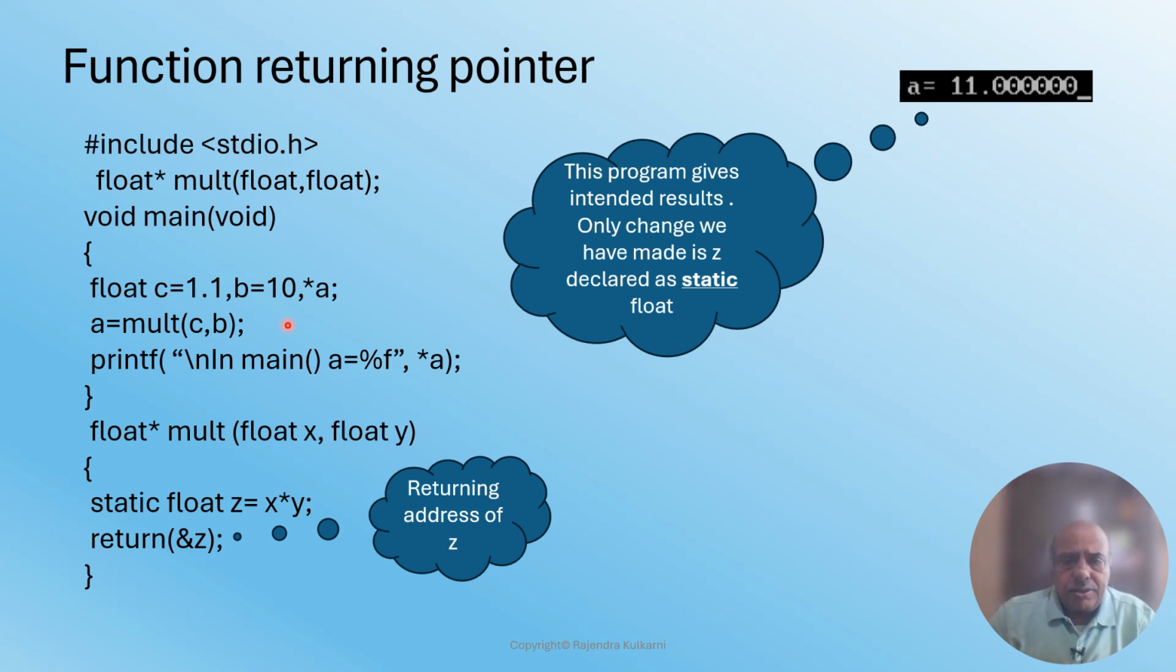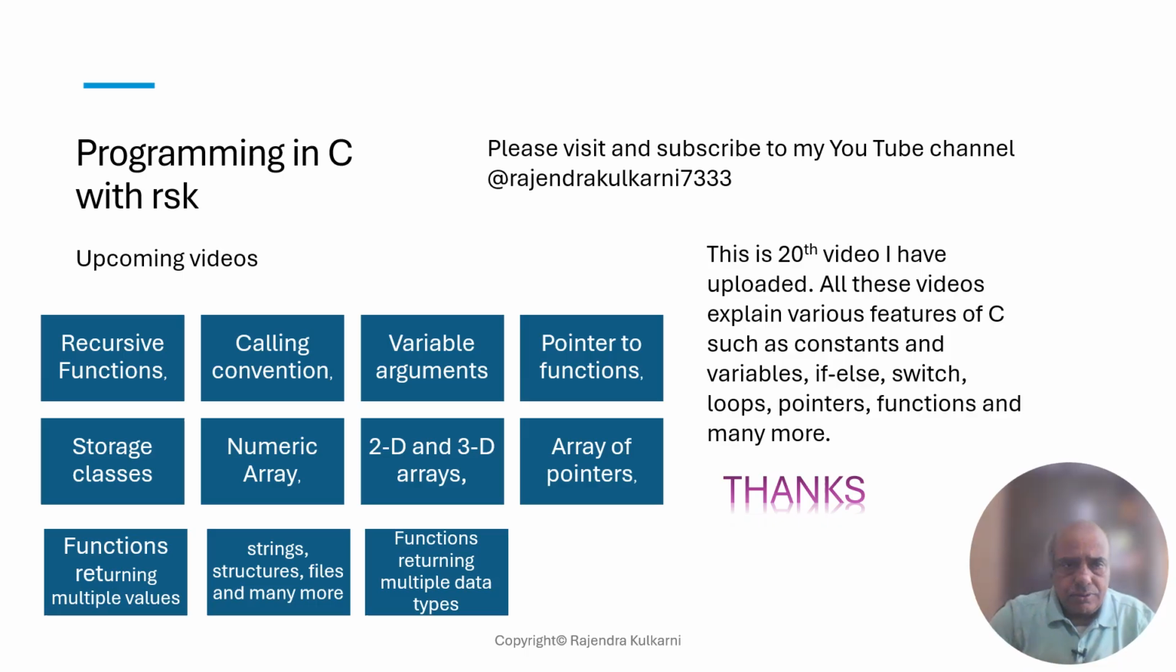What we have done is we have changed the variable z from float z to static float z. So we have declared z as a static variable. By making this simple change, our program works correctly and gives us the intended results. Now why is this happening? For that, I would request you to please visit my video returning values from the function, which I have already posted on YouTube.